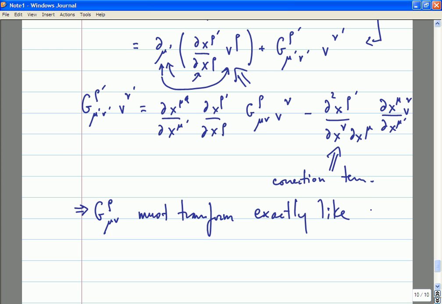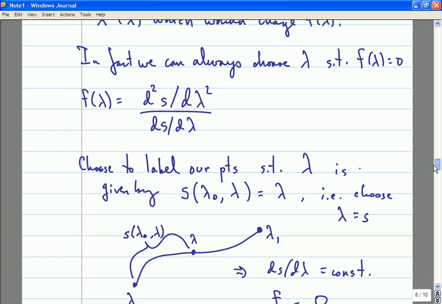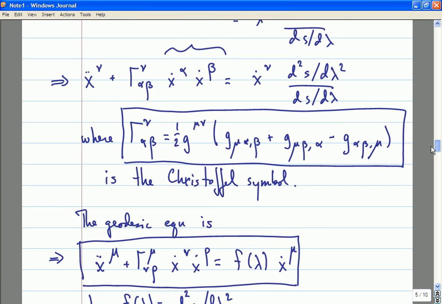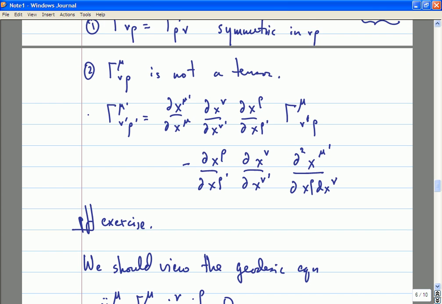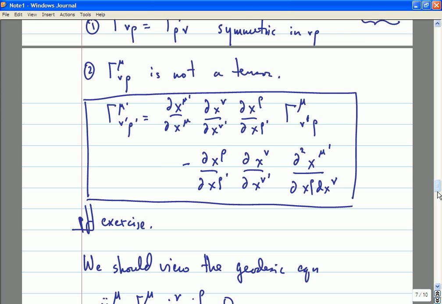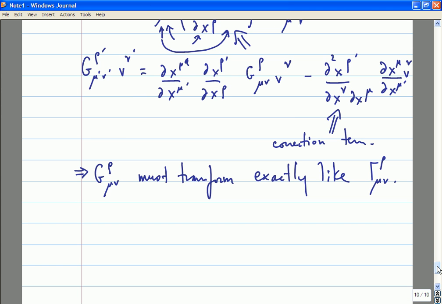So indeed, I encourage you to go up to our formula up here. Where is it? I scrolled past it. So this formula here for the coordinate transformation properties of the Christoffel symbol that you derived in the first problem set, and check that they're exactly what this correction term appearing in the covariant derivative had to look like.